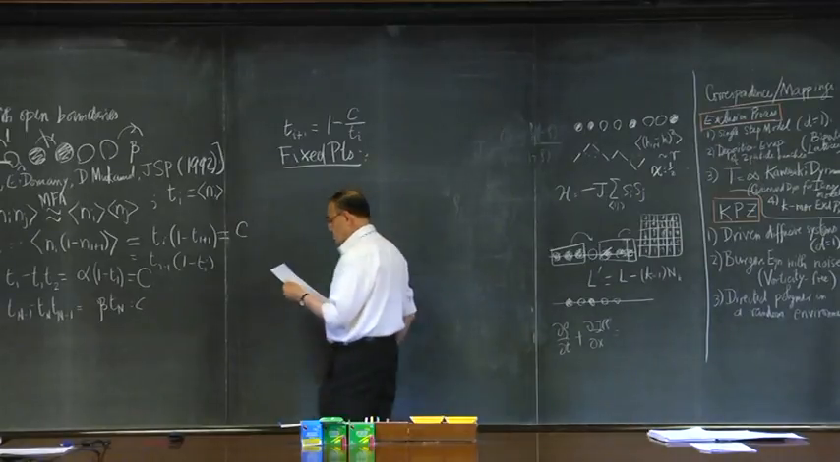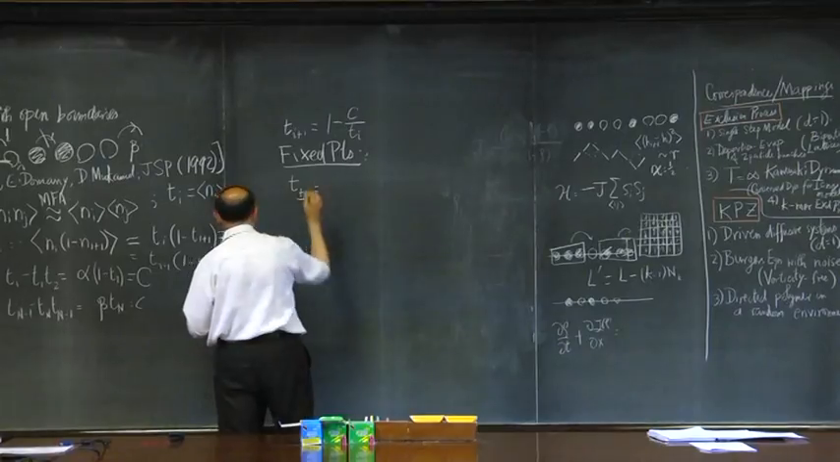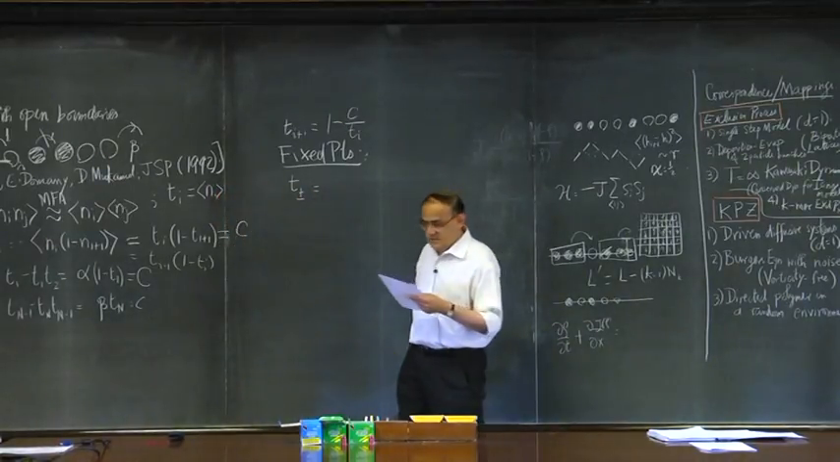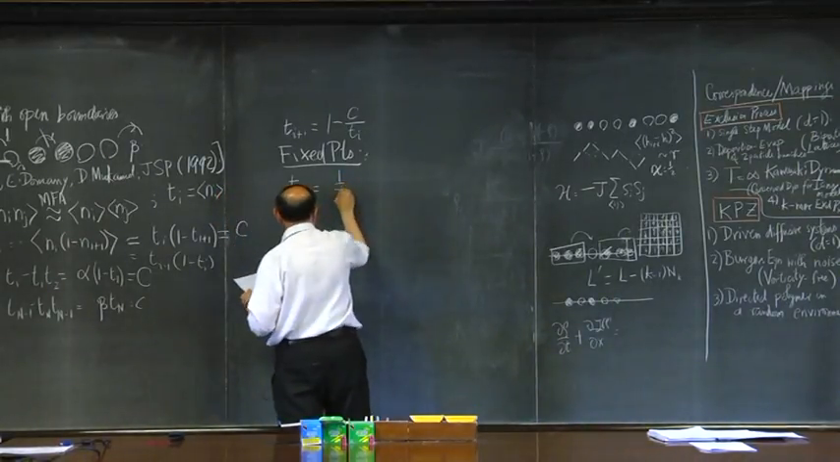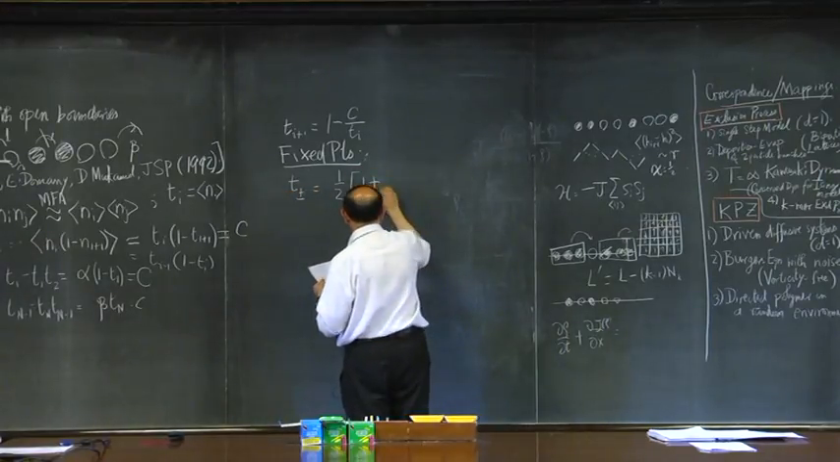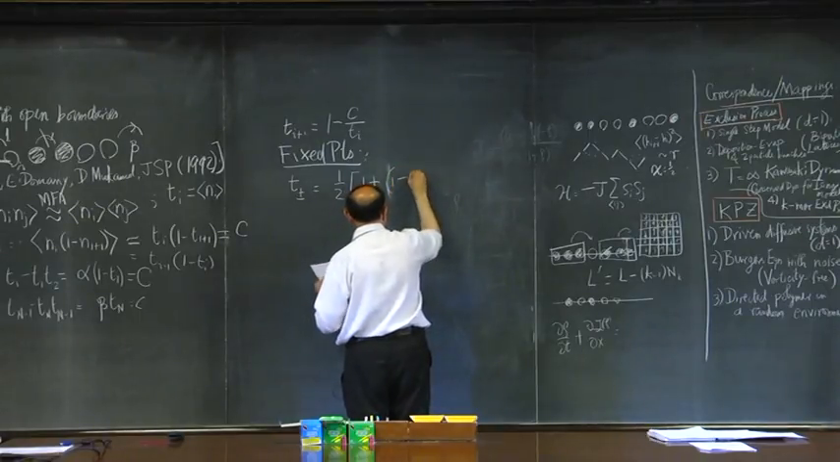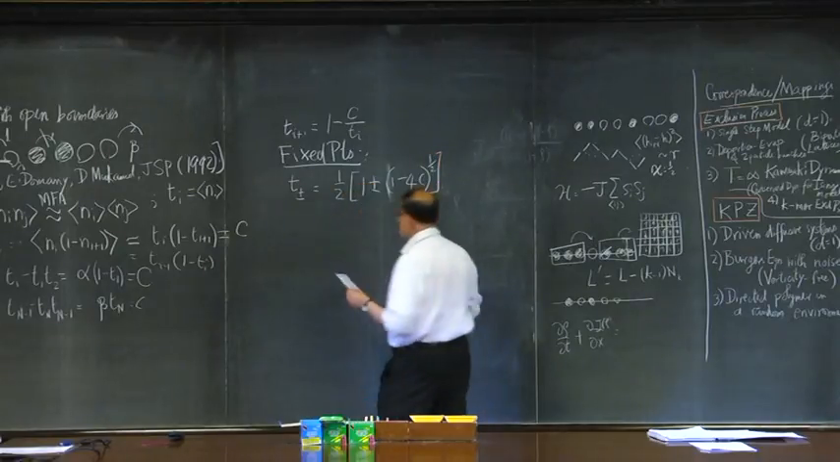What are they? Here, in fact, we'll just call them T plus or minus because there are two roots of the quadratic. The two roots are given by half. So the solutions are half, 1 plus or minus the square root of, well, let me write it as 1 minus 4c to the half. This is the answer.